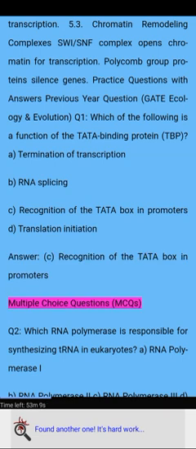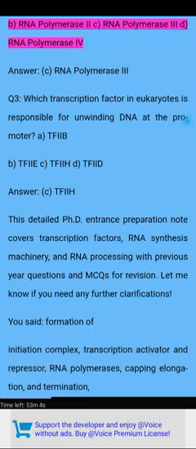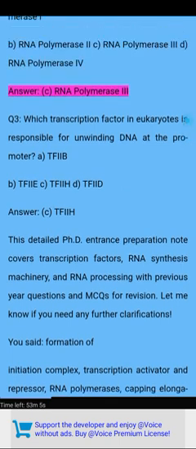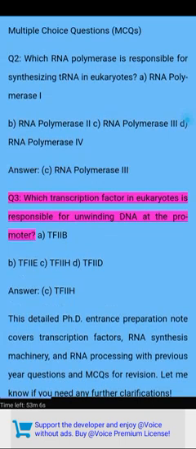Multiple choice questions, MCQs. Q2. Which RNA polymerase is responsible for synthesizing tRNA in eukaryotes? A. RNA polymerase I. B. RNA polymerase II. C. RNA polymerase III. D. RNA polymerase IV. Answer: C. RNA polymerase III.